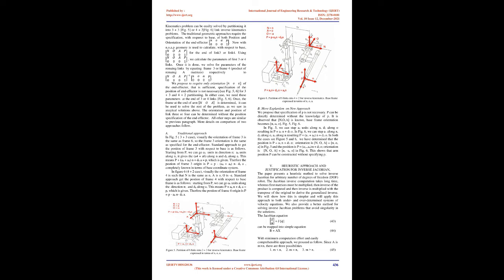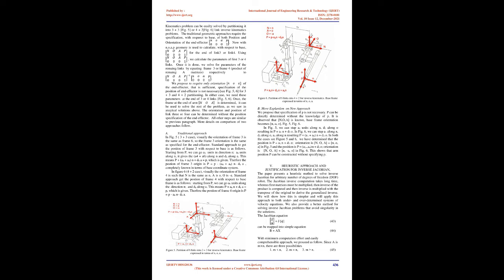For a larger number of links, it becomes more challenging. To overcome this complexity, sometimes a geometric approach is used. The 6-link robot inverse kinematics problem can be easily solved by partitioning it into 3 plus 3 (Fig 5) or 4 plus 2 (Fig 6) link inverse kinematics problems. The traditional geometric approaches require the specification, with respect to base, of both position and orientation of the end effector, 0001. Now with NOAP, geometry is used to calculate, with respect to base, 0001 for the end of link 3 or link 4. Using 0001, we calculate the parameters of the first 3 or 4 links.